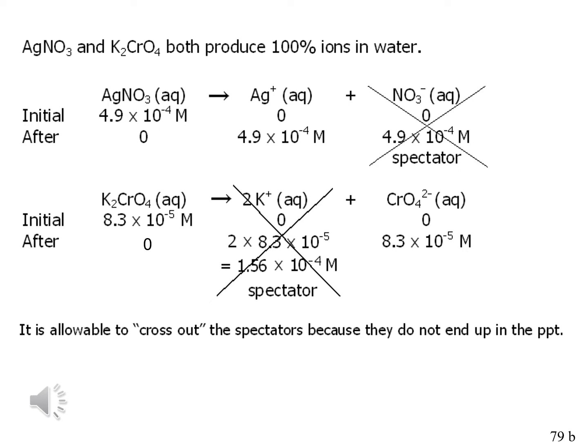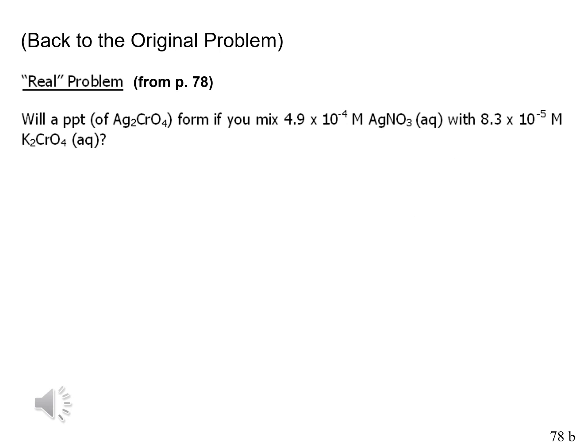I'm just going to say cross out the spectators and plug in the numbers that I give you in the problem. If we go back to that problem with the complete compounds in it now, we can do it because all you have to do is cross out the spectators. If you were doing this without drawing the pictures, though, how would you know what the spectators are?